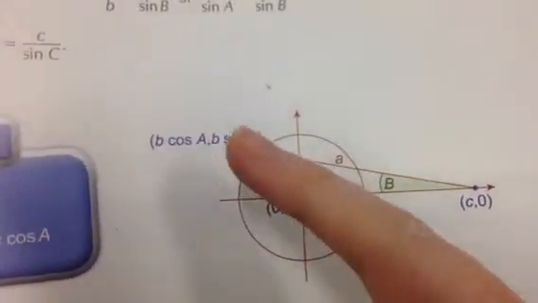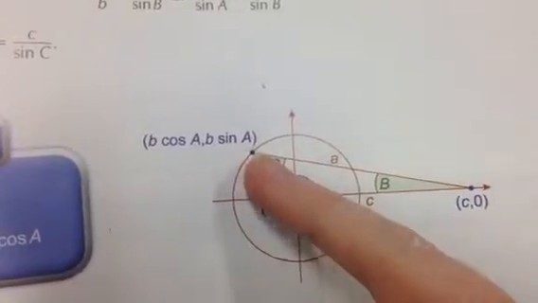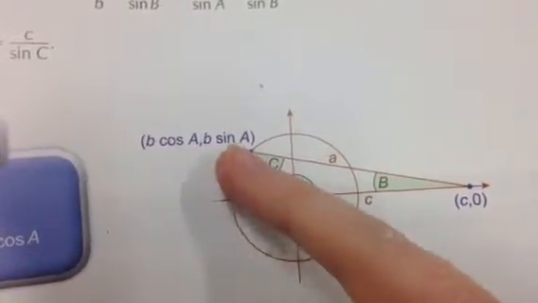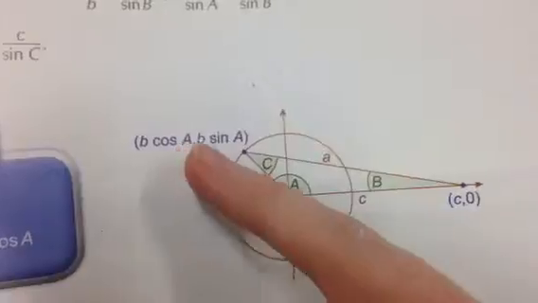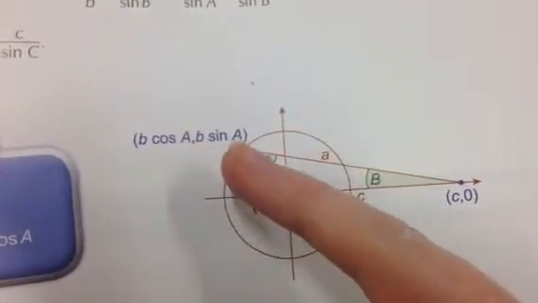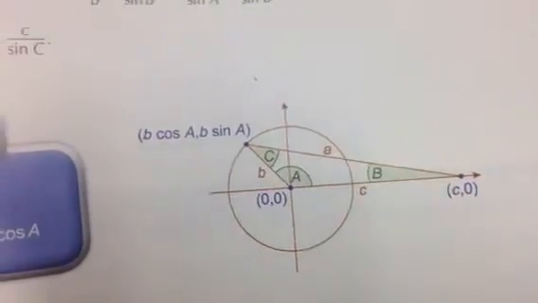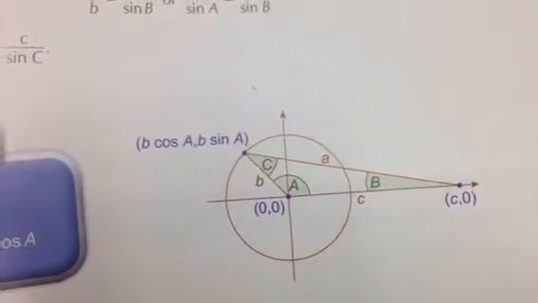So this point on the circle is now not going to be cos A, sin A. It's going to be b times cos A, comma, b times sin A, because you've increased the unit circle by a factor of b.